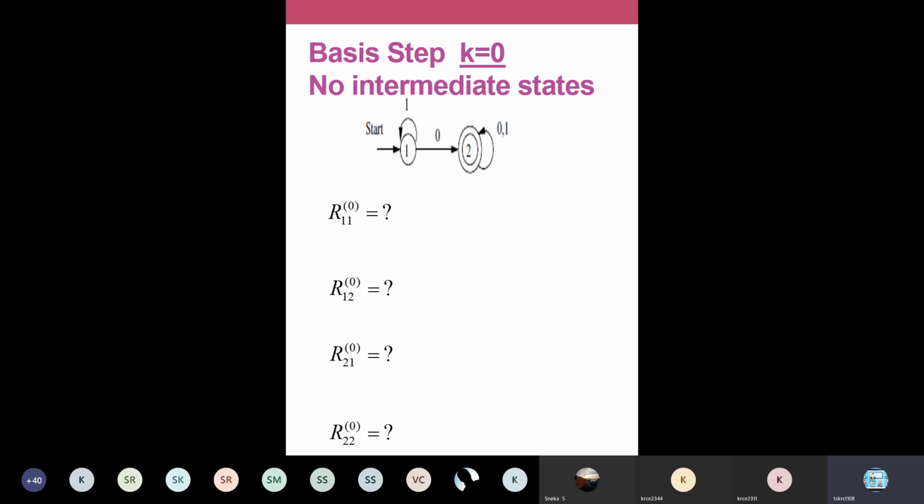R11 defines, from node 1 to 1, what the connectivity is. From node 1 to 1 you have an edge labeled 1, so we'll write 1 here. And for R12 of 0, from 1 to 2, you have 0. And then R21 of 0, from 2 to 1: if there is any connectivity, you have to write the label. Otherwise, if there is no connectivity between node 2 and 1, you cannot write a regular expression.